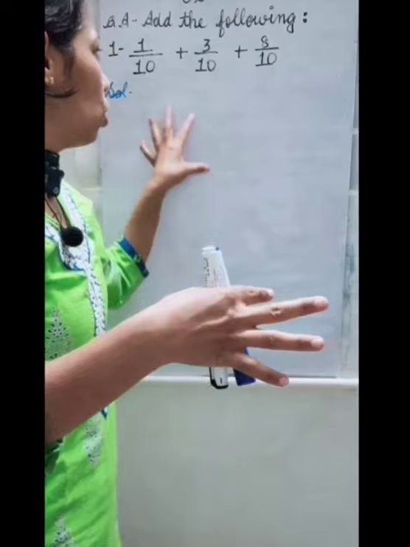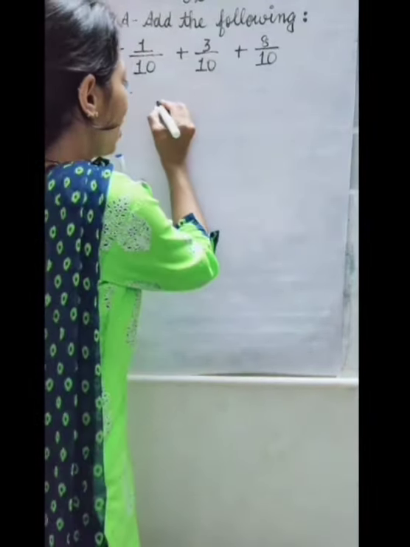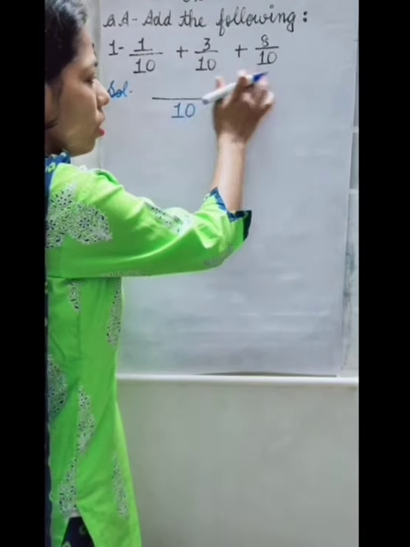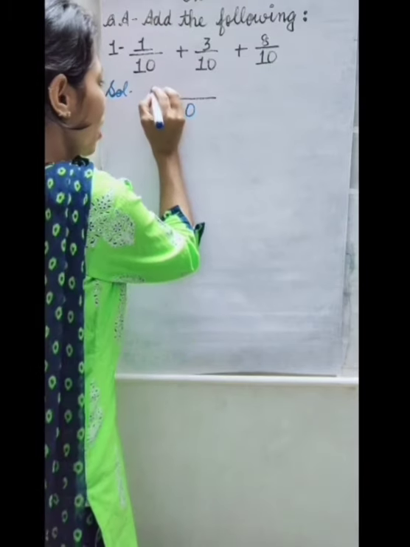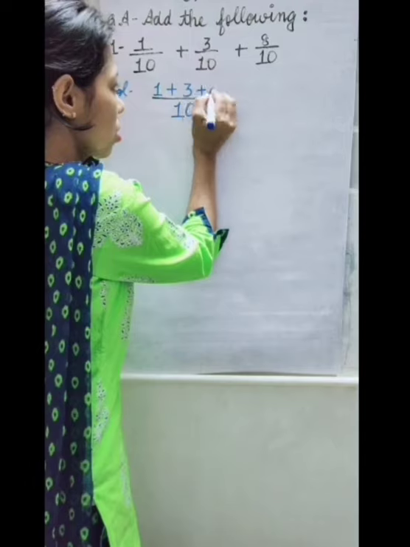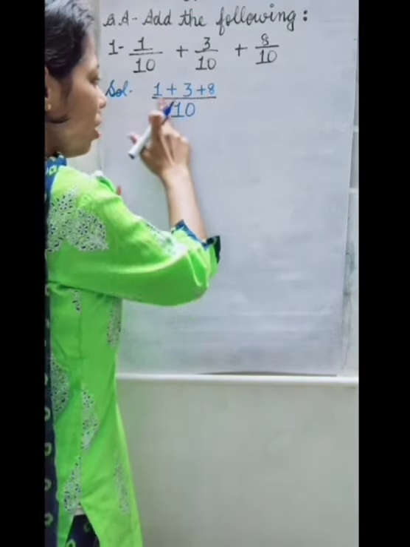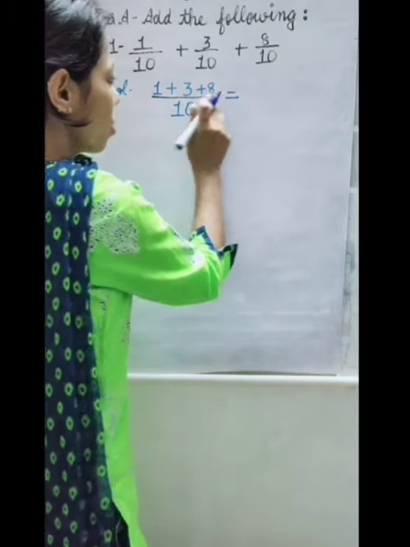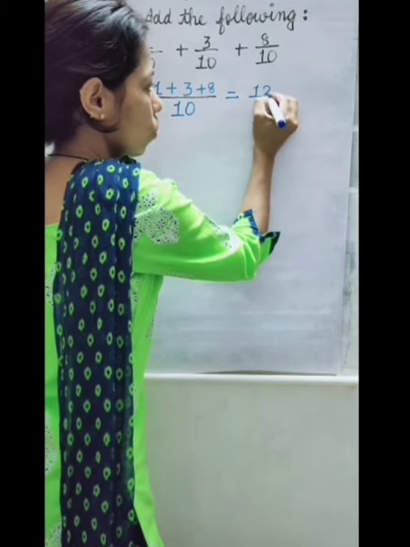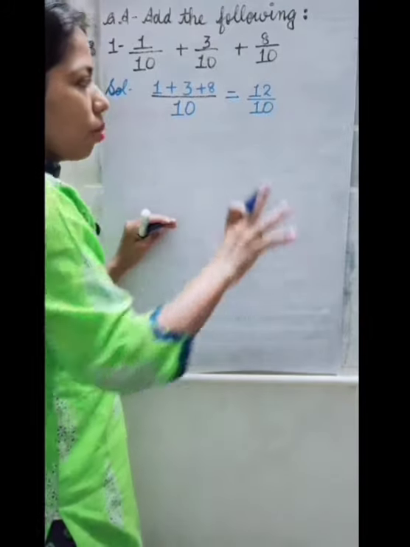Whenever we have the same denominator, what we will do? We will write the denominator only once, as it is common in all three fractions, and to the numerator we will write like this: 1 plus 3 plus 8. We will write the denominator once. The next step, 8 plus 1 is 9, 9 plus 3 is 12. 12 by 10. So it is 12 by 10.